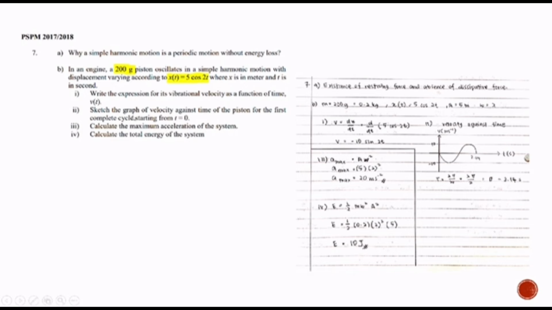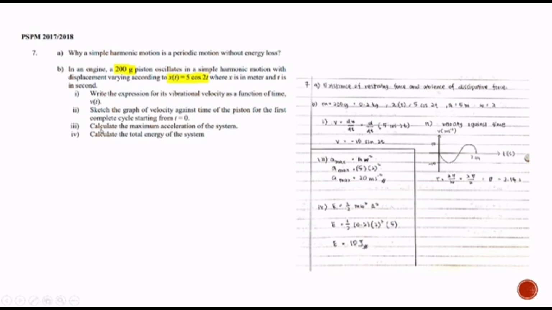So number 2, sketch the graph of velocity against time of the piston for the first complete cycle starting from t equal to 0. So this is the graph. So first t equal to 0, and this is one cycle, and this is the amplitude 0. To find the T, we use formula T equal to 2 pi over omega. So we get it's equal to pi, which is 3.14 second.